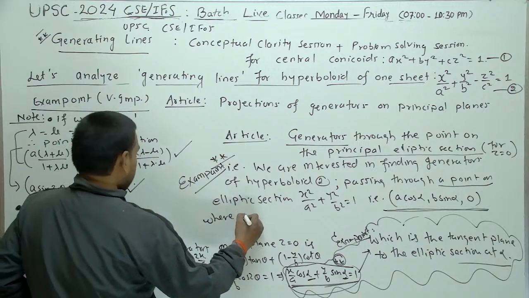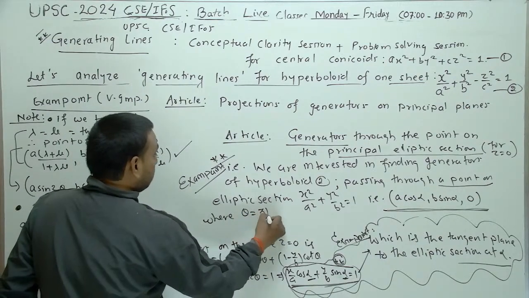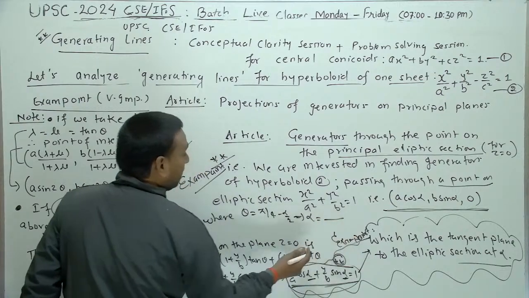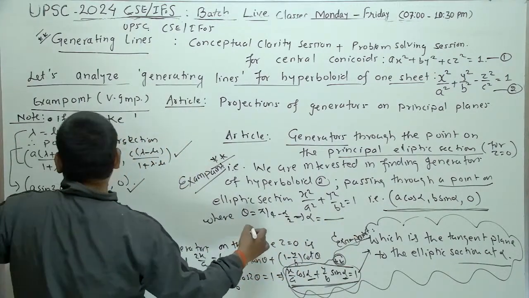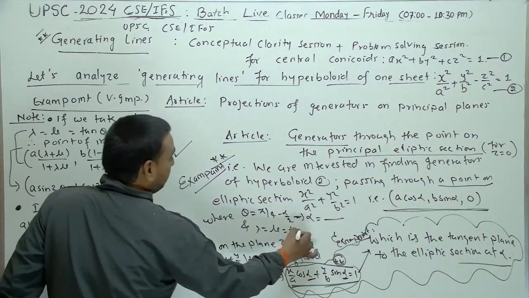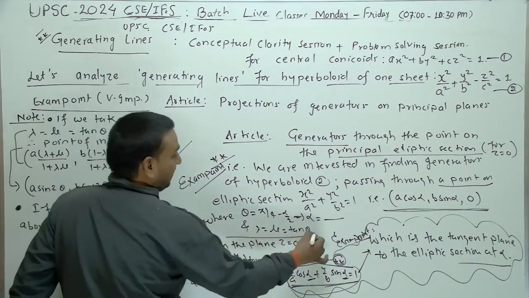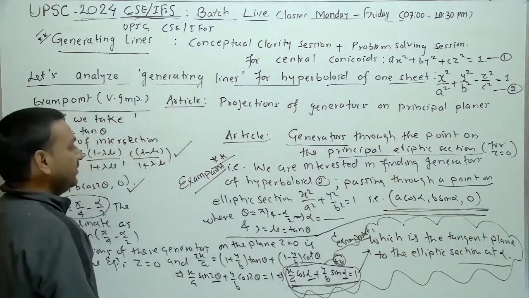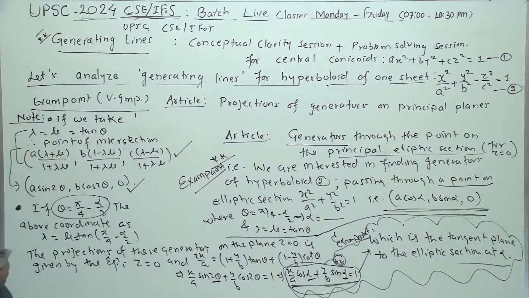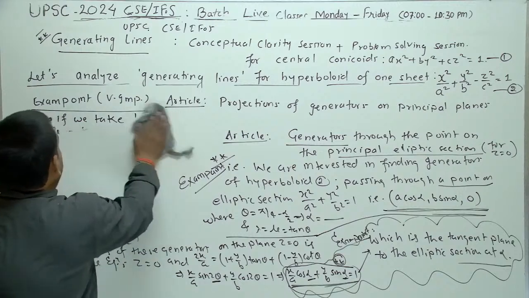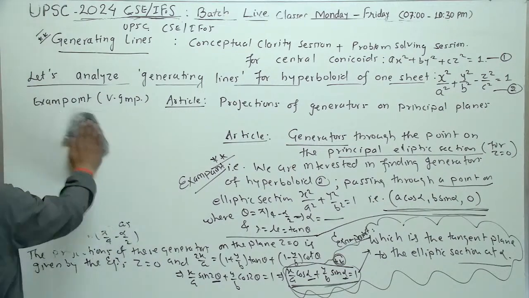Where alpha has the relation theta equals pi by 4 minus alpha by 2. So that is alpha in terms of theta, and where is theta coming from? Theta is coming from this relation. Please write down. This is the next article I have written in the decoded form. Almost final.